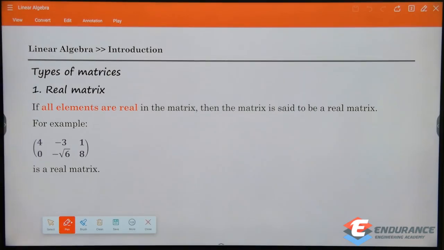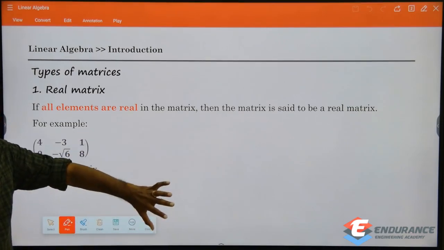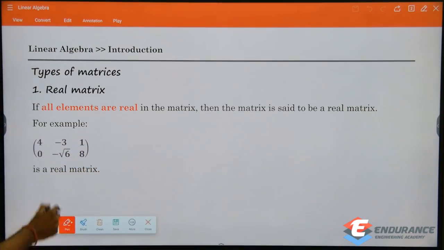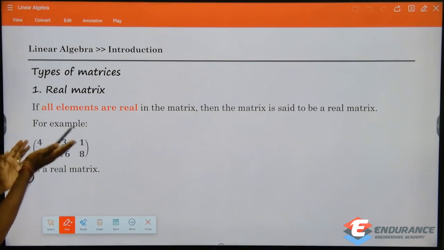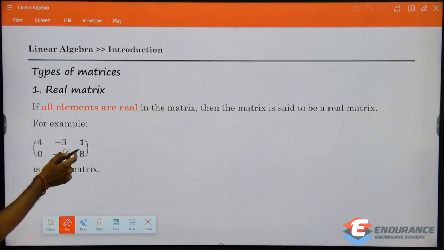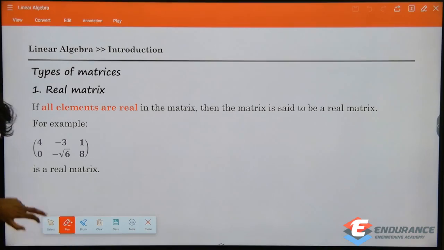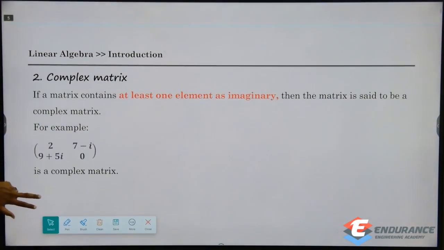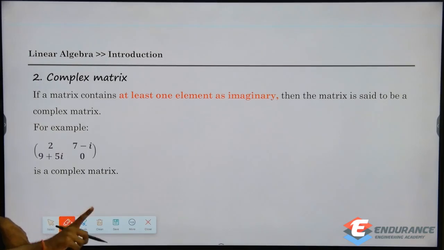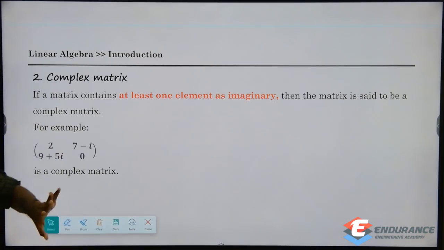First, real matrix. Real matrix means what? In a particular matrix, all the elements which are present will be real. The elements which are present inside the matrix are elements, and this is my row, this is my column. If everything is real, it is going to be a real matrix. Okay. What about complex matrix? If any one element is complex, even if some one element is complex, it is complex. See, these are very straightforward. I am not going to spend much time on this.